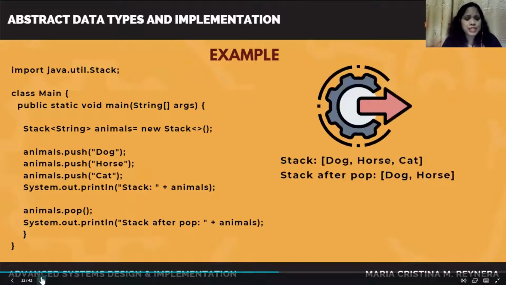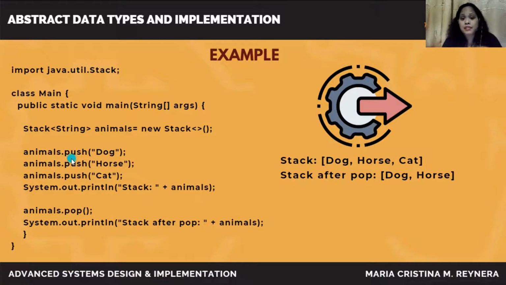If your output is like this one, so Stack: dog, horse, cat, then Stack after pop: dog and horse. In the example, we use the Stack class to implement the stack in Java. So animals.push inserts elements at the top of the stack, and we use animals.pop to remove elements from the top of the stack. Notice that we also use the angle brackets with String while creating the stack because it represents that the stack is for the generic type.